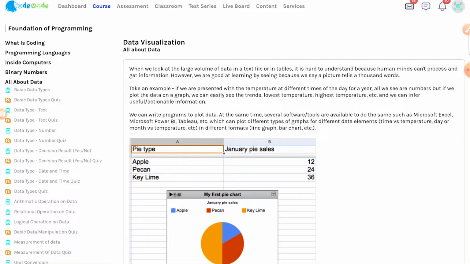Currently you are learning all about data, and in today's class we will learn about data visualization.